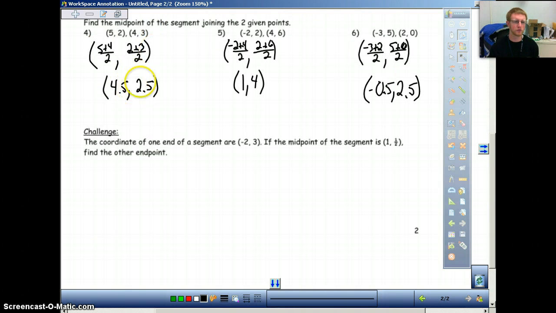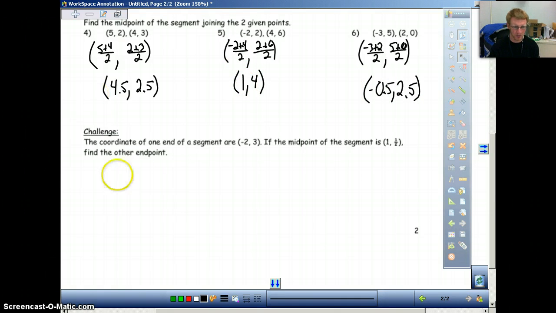Okay, so here are our solutions. 5 plus 4 divided by 2 is 4.5. 2 plus 3 divided by 2 is 2.5. So you have a midpoint of 4.5, comma 2.5. Next one, you get 1, comma 4. And then the last one, you get negative 1/2, comma 2.5. So hopefully you got those.